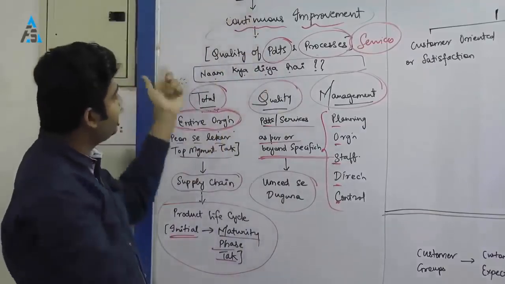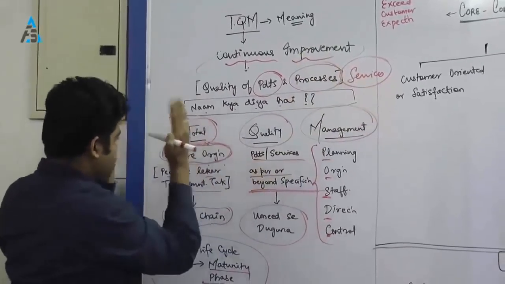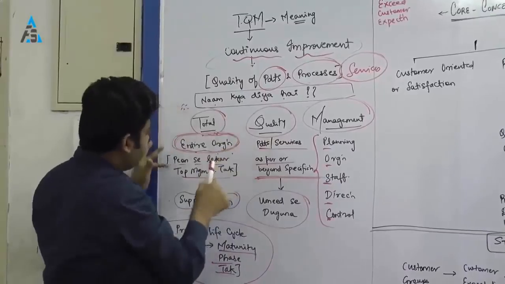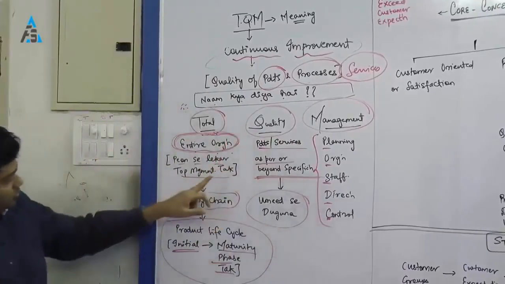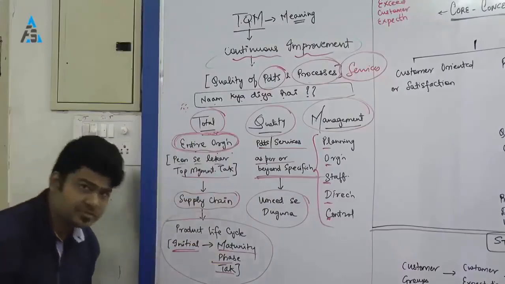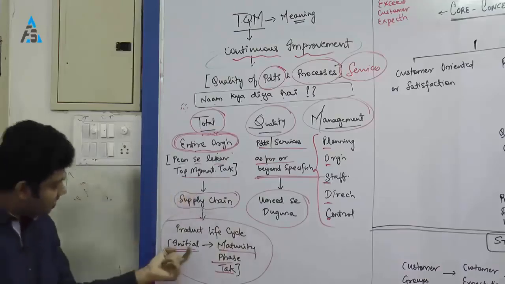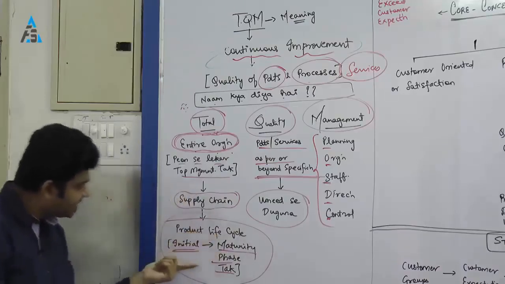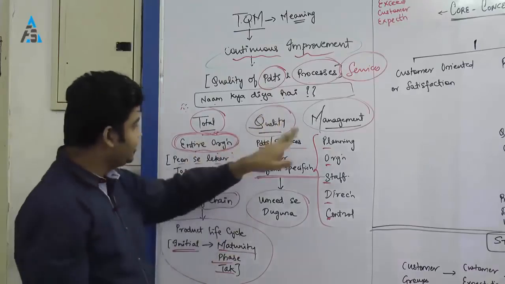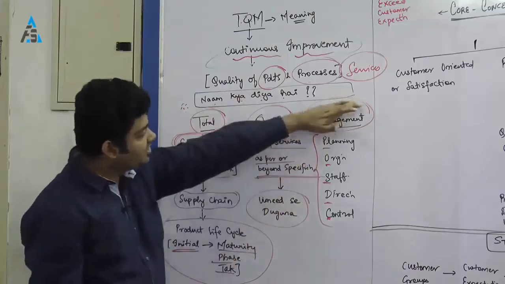TQM is continuous improvement in the quality of products and processes and services, such that the whole product comes out to be defect free. Total means the entire organization from Pune to top management, including the supply chain. So your creditors, your raw material suppliers, your work in processors, everybody. The whole product life cycle from initial to maturity phase, everybody has to be focused in ensuring that quality is given, which is beyond specification and with proper management.